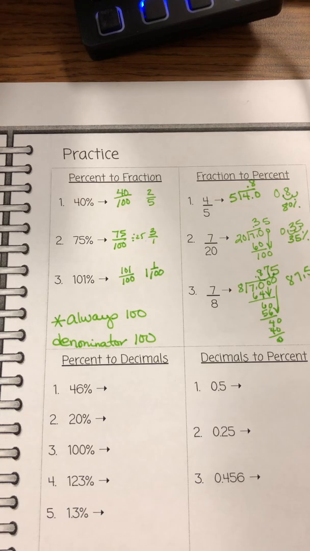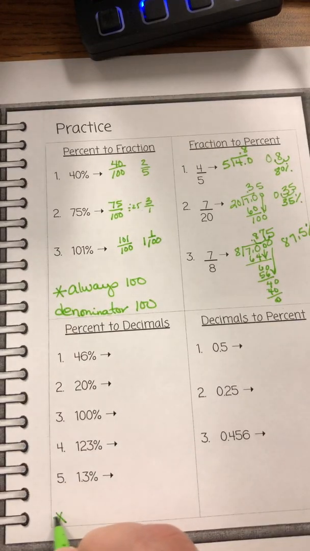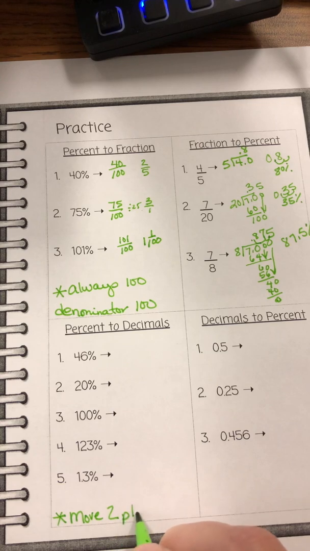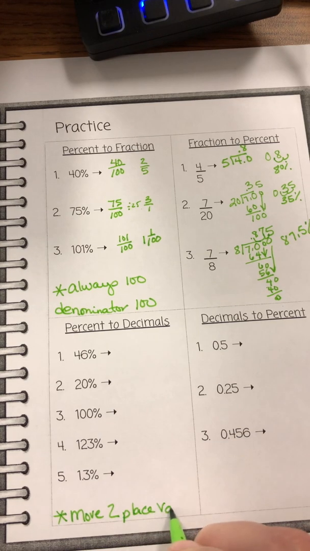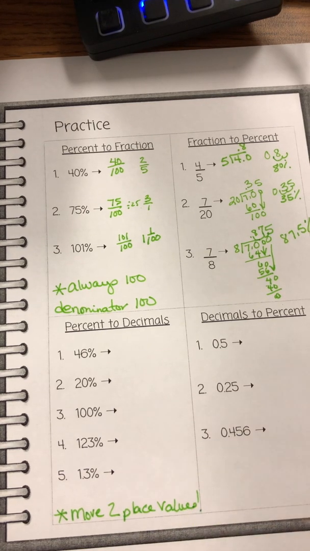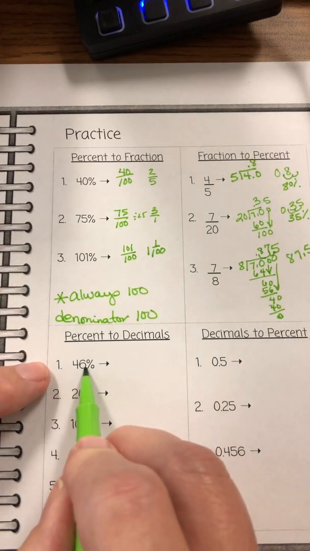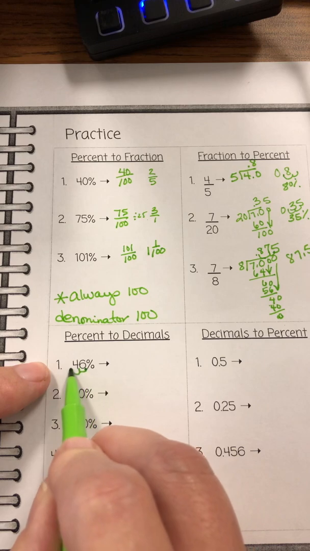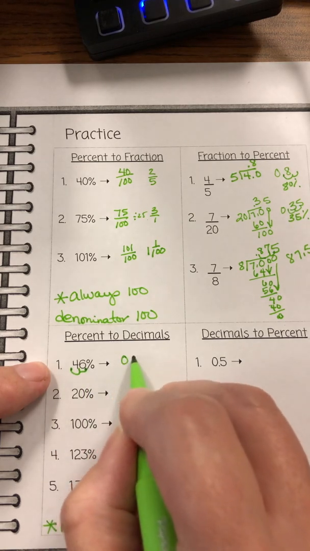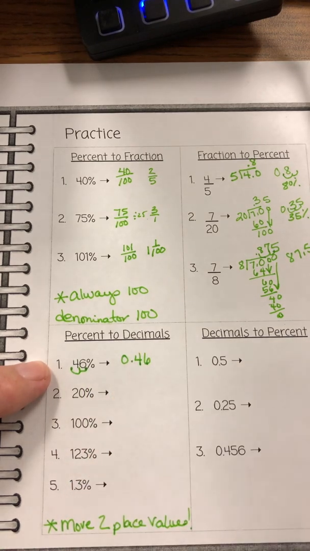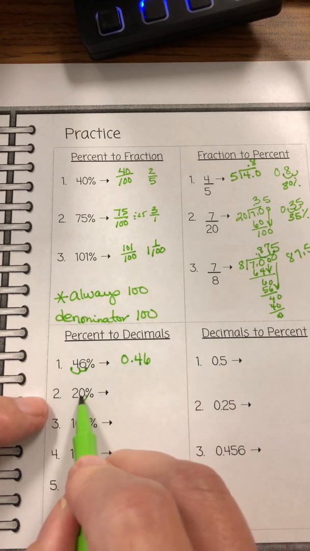Alrighty, percents to decimals, so easy. Now, you're going to have to move the decimal 2 place values. Always, always. So even though you don't see your decimal, it's always going to be in the back, and you're just going to scoop it twice. So that's going to be 46 hundredths. Scoop it twice.